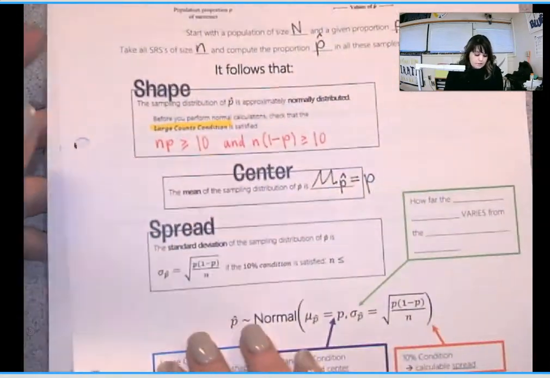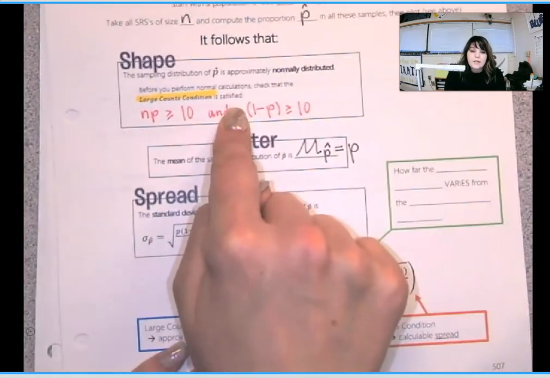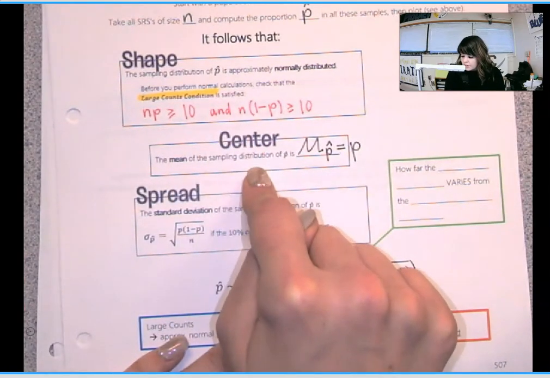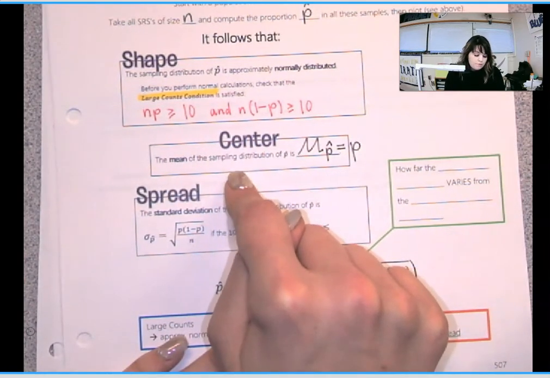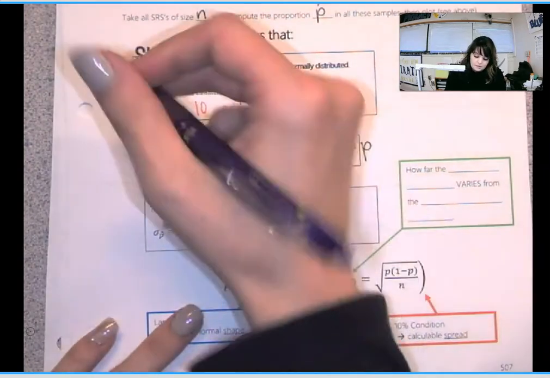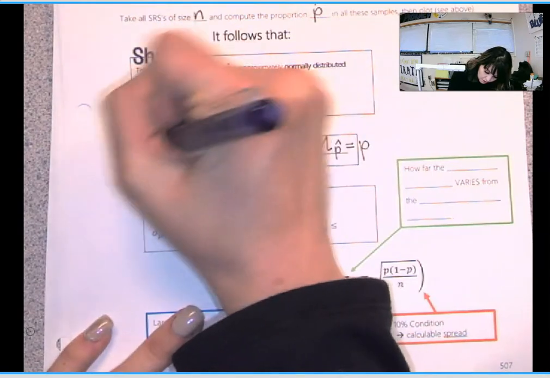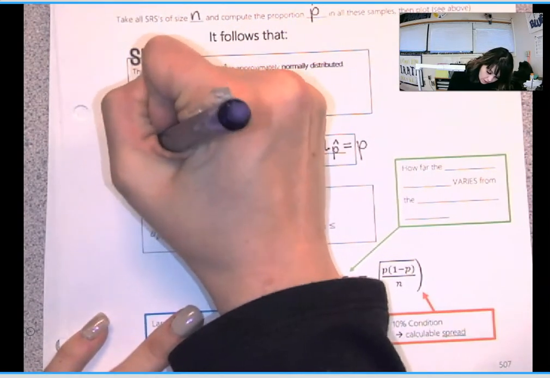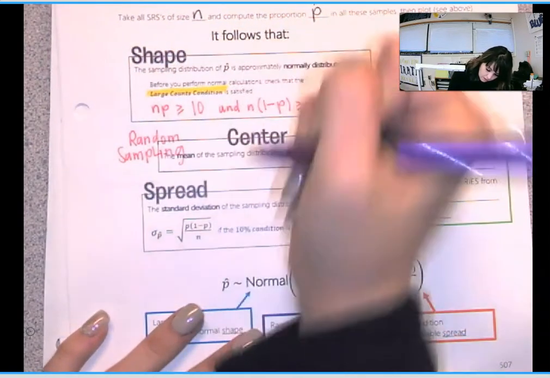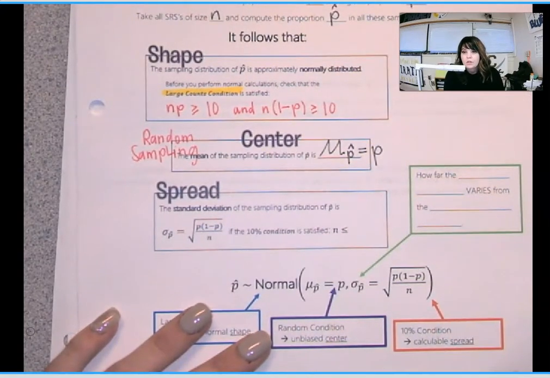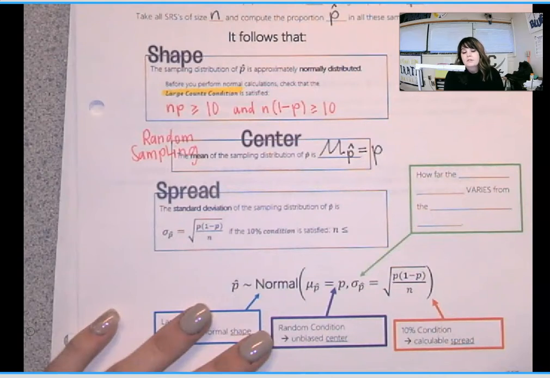How do we get this? Because here we had to do some calculations. Here, the only thing that we're looking for is that you did random sampling. So here, all this requires is random sampling. If you take a random sample, your sampling distribution will not be biased.